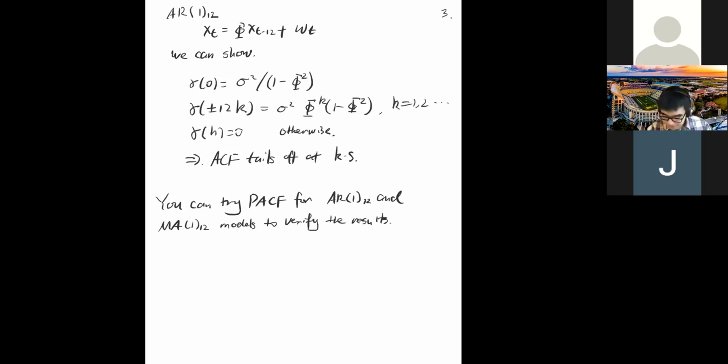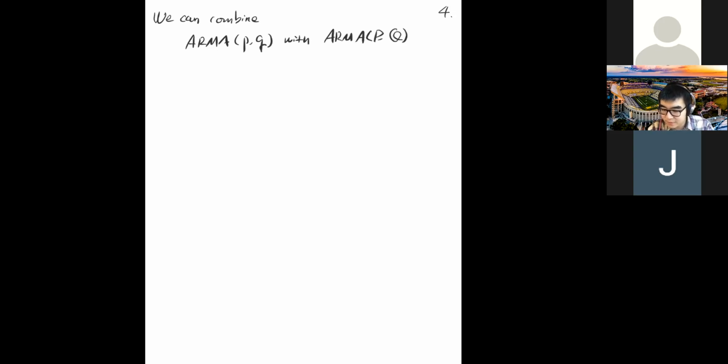Okay, now we have seen the setup of the pure seasonal model and how to identify the pure seasonal model by looking at the ACF and the PACF plot. The next question is, is it possible to combine it with the pure ARMA model? The answer is definitely yes. So we can combine this pure ARMA model with this pure seasonal ARMA model.